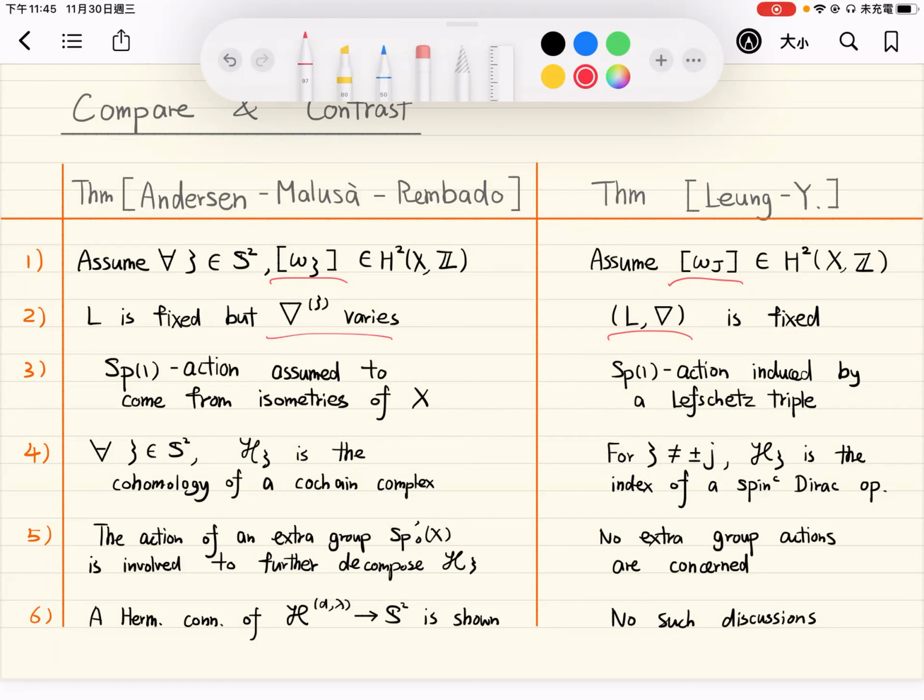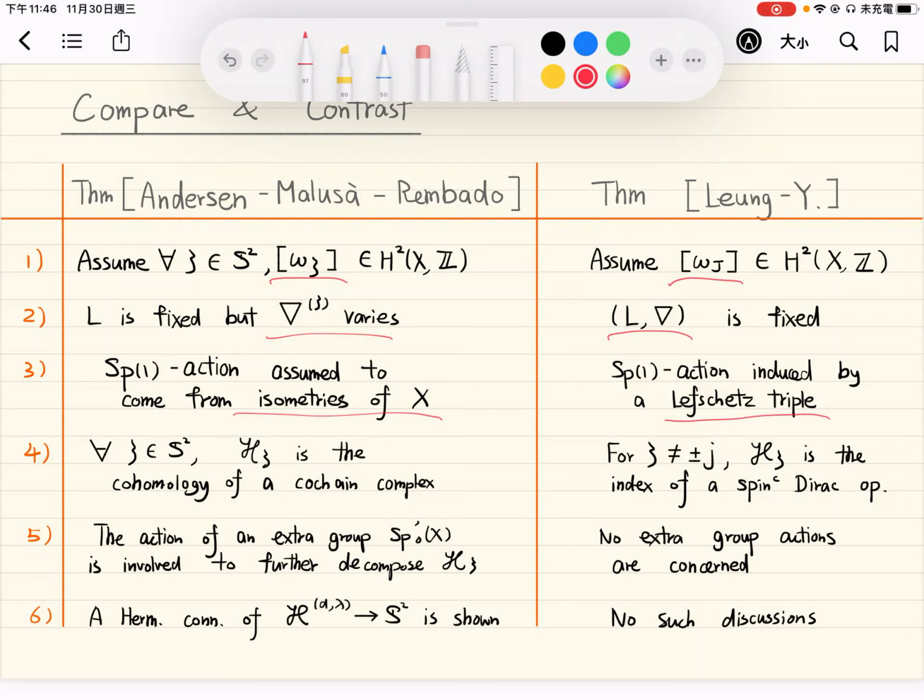There's an S2 family of the unitary connections. Also, the Sp1 action in the theorem is assumed to come from some certain kind of isometry of X, but we don't assume any kind of isometry of X. We just find an Sp1 action induced by a lattice triple for the holomorphic symplectic form, for a specific holomorphic symplectic form.